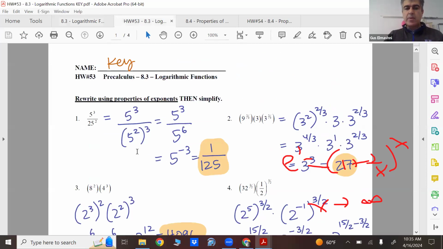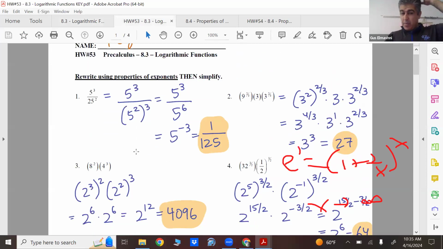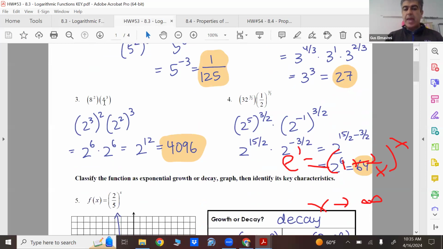The homework was application of the properties of exponents and other things with logs. So if you have 5 cubed or 25 squared, change 25 to 5 squared, right? That makes it a little easier to combine the exponents. Or change 9 to 3 squared and then use properties of exponents. For 3, change both 8 and 4 to powers of 2. Or for number 4, change 32 to a power of 2.